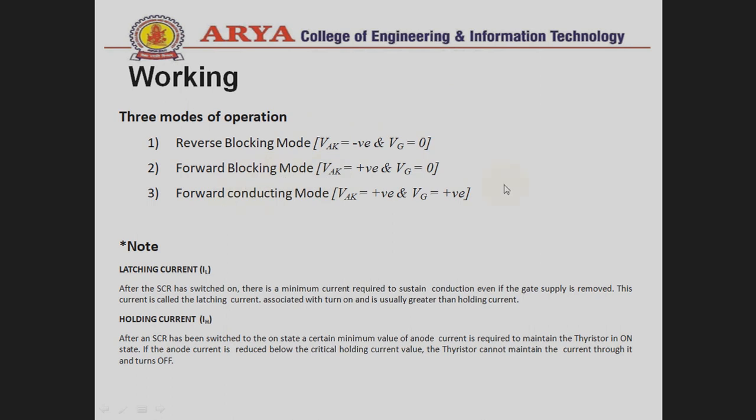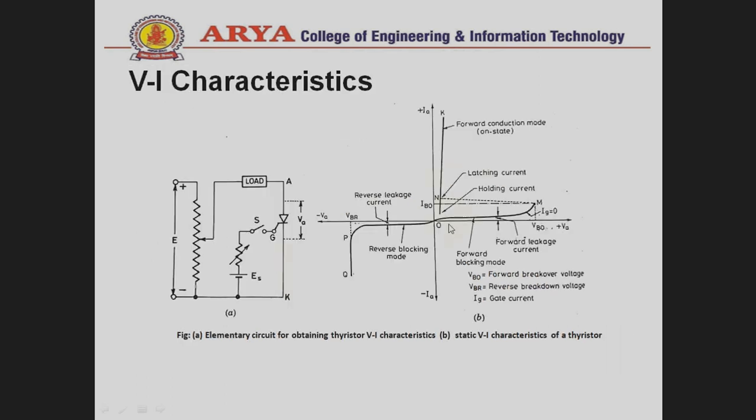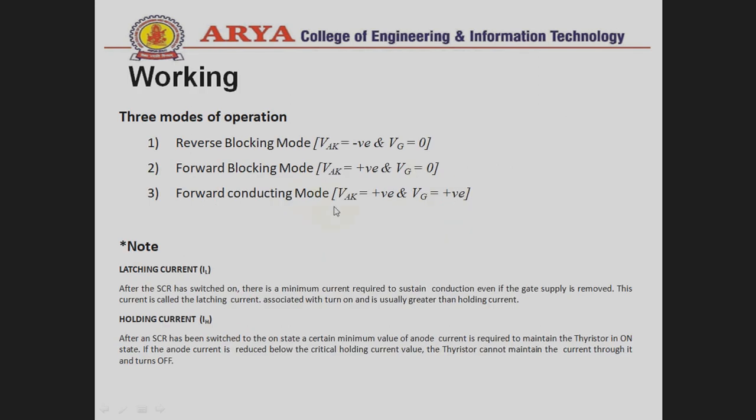cathode. But when we apply the gate voltage, a positive gate pulse in the forward blocking mode, the SCR comes into the forward conducting mode, and current starts to flow from anode to cathode because junction J2 becomes forward biased. In the diagram you can see two currents, holding and latching current.